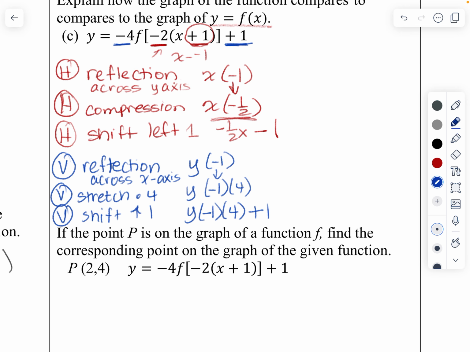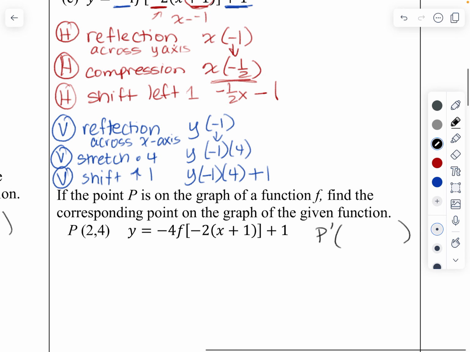If our point P is on the graph of the function f, find the corresponding point on the graph of the given function. So we're looking for the image of the point through a transformation. We're starting with the point 2, 4. And so we're going to take our horizontal component 2, multiply it times negative 1/2, and then subtract 1. So there's our reflection, there's our compression, and there's our shift left 1.